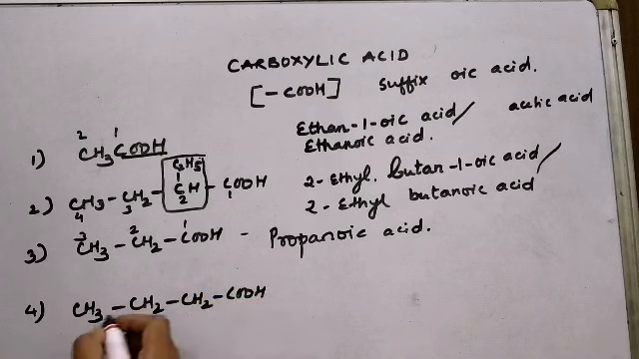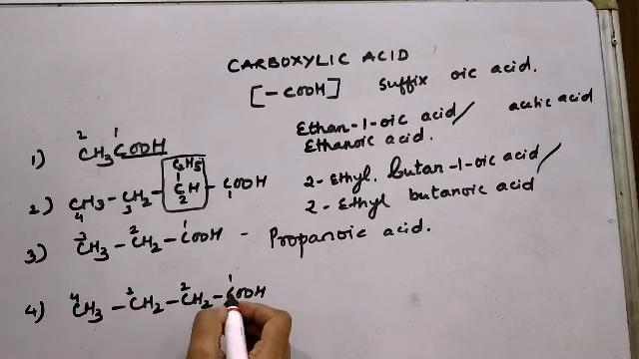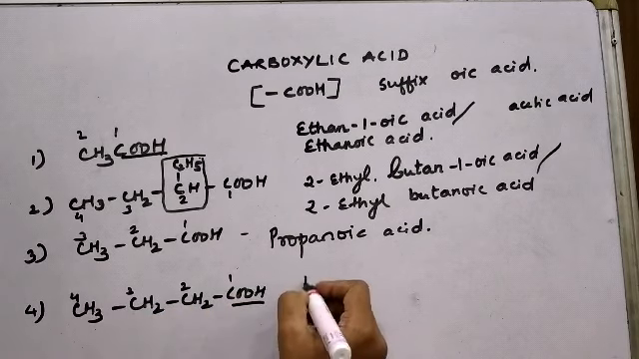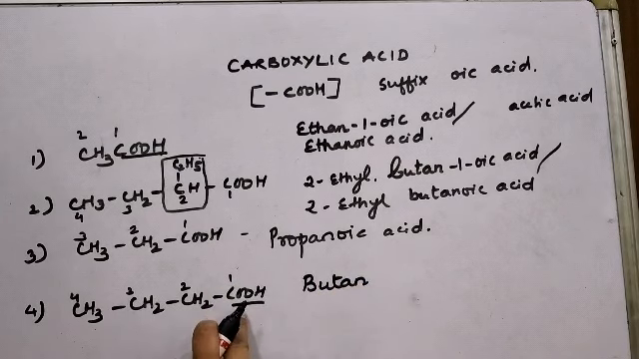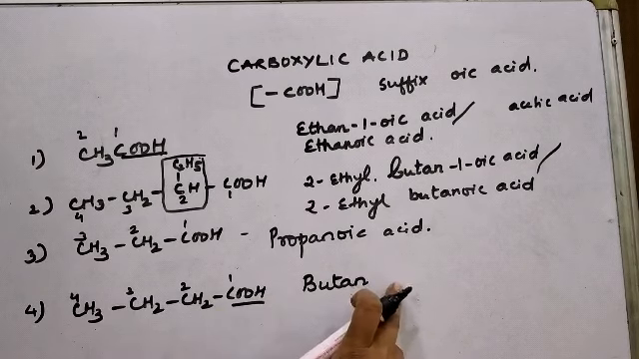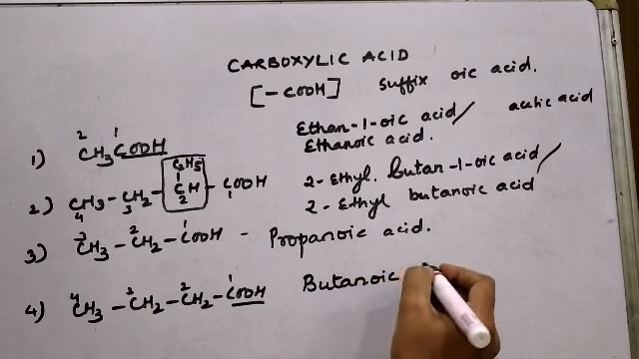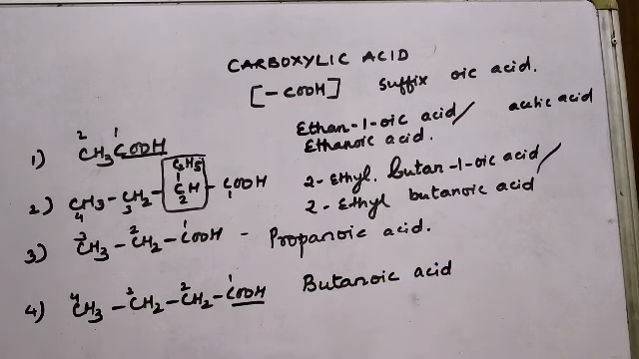Then similarly we have 4 carbon atoms in the straight chain here in the 4th example. Carboxylic acid is COOH. There are 4 carbon atoms which are present in the straight chain. Therefore the root word will be butan. You can see that the functional group is on carbon atom number 1. Therefore there is no need of mentioning 1. And since it is an acid, I will write the suffix oic acid. So this is butanoic acid.